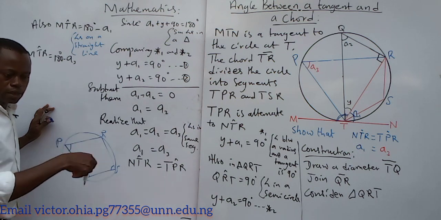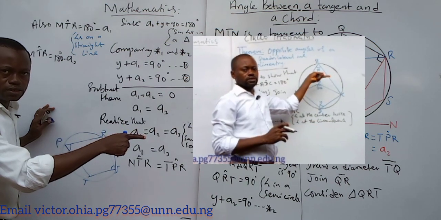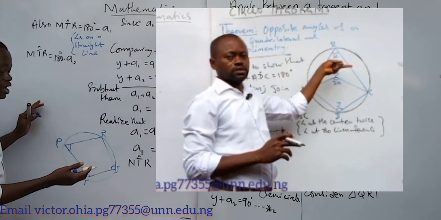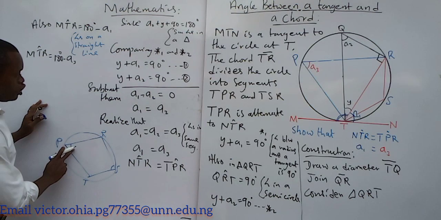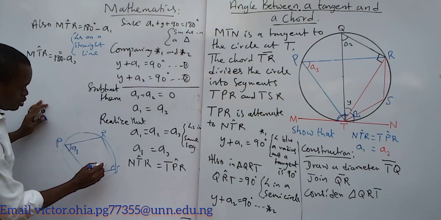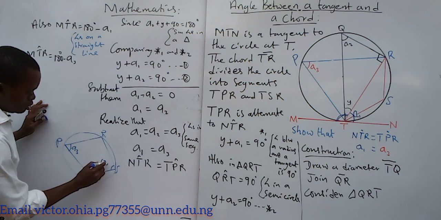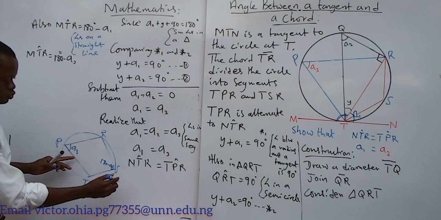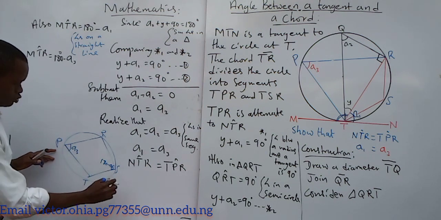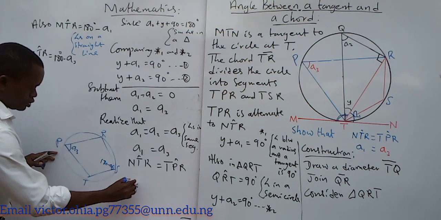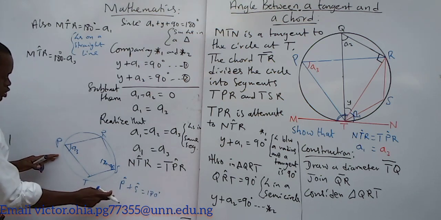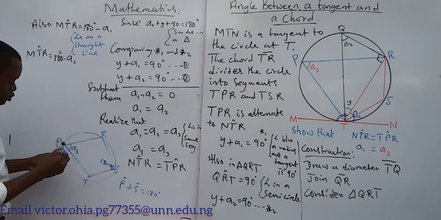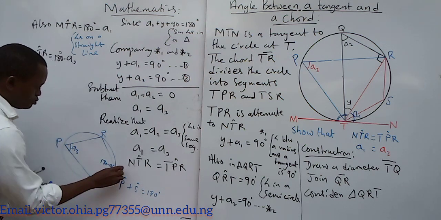I think I have proved that in one of the classes, that opposite angles of a cyclic quadrilateral are what? Supplementary. They add up to 180 degrees. So if here is A3, here will be 180 minus A3, because this angle P plus this angle S will be 180 degrees. So that is what we are trying to bring up here again.